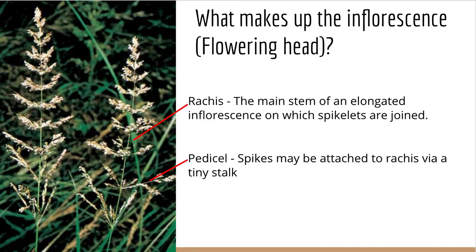And then attached to the rachis is a pedicel. A pedicel is this little tiny stalk here, and the spikelets, which are here, are attached to the pedicel, which is then attached to the rachis. So the rachis is the main axis stem, and then off from that stem comes the pedicel, which is a tiny stalk. Then off from the pedicel are your spikelets. And if you have a pedicel, you're usually looking at a panicle inflorescence like these.